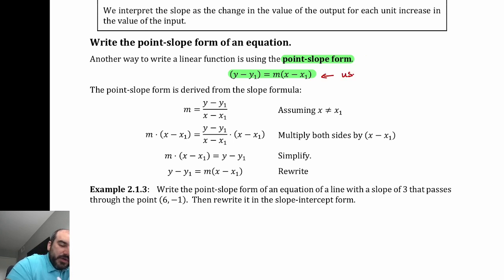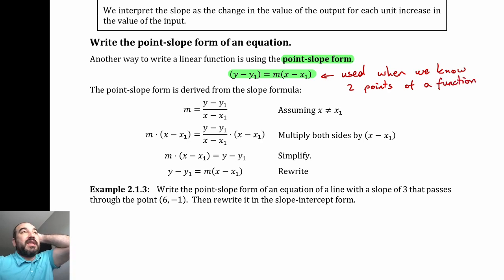is used when we know 2 points of a function. So if we're directly given 2 points, or from a word problem we extract 2 points, either way, if you end up with 2 points that you know, we're going to use this form generally. It's going to be the easiest way to get to an equation of a line if you know 2 points.